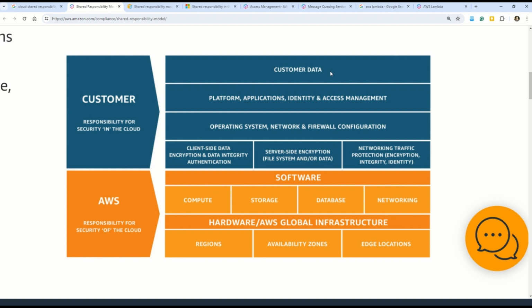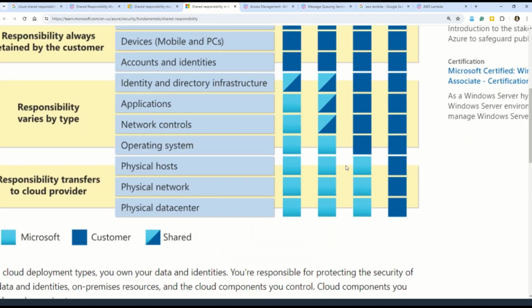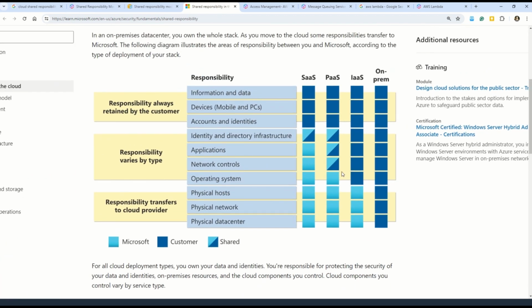Now, a very similar concept, as I mentioned, also exists in Azure and Google GCP. I want to take you to the Azure documentation because I feel in the Azure documentation, this concept is explained in a much clearer way. So here it comes. So here you can see that we have this diagram. Now I will start once again from the bottom.